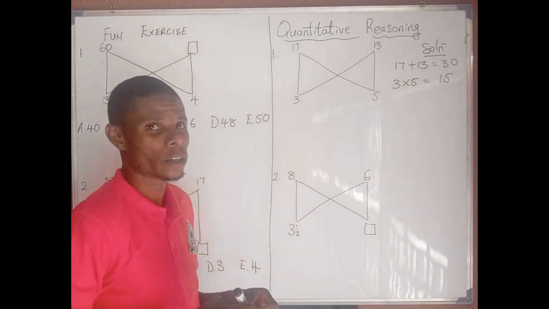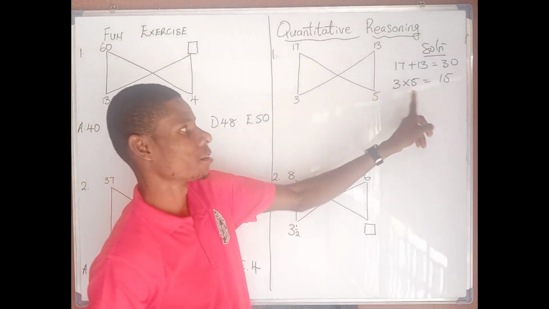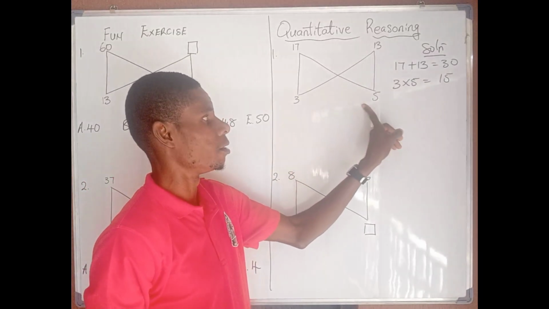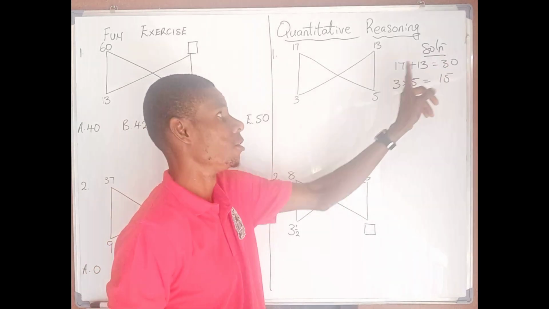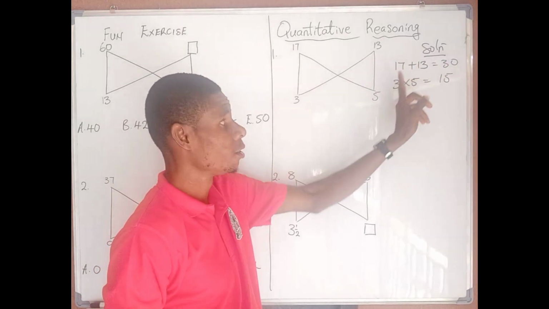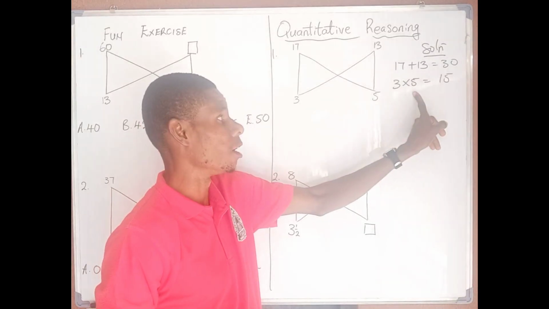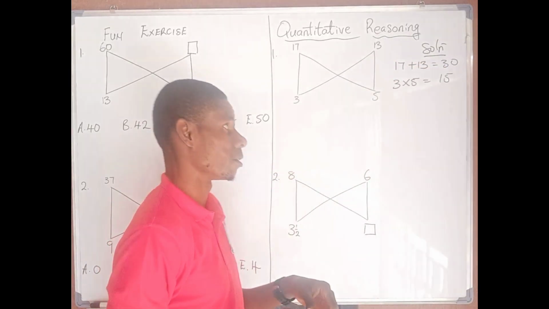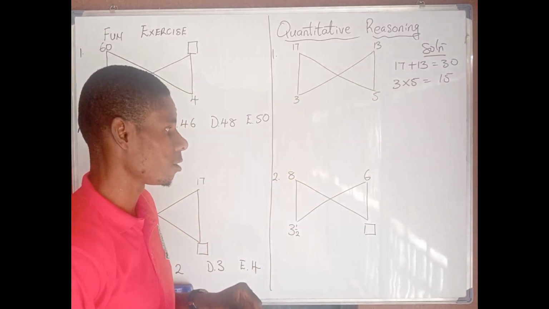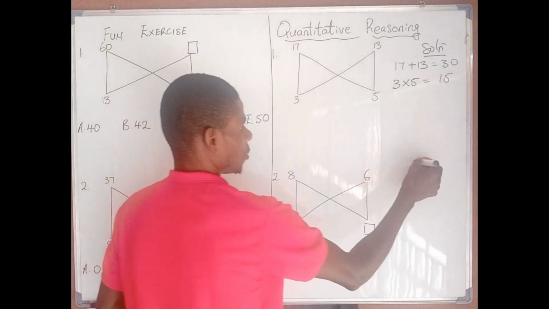Okay, what do you observe? You will observe quickly that the lower one, the base, is half of the upper one. The upper one is addition, while the lower one is multiplication. So the lower one will always be half of the upper one. Okay, with this method, let's apply it on the second example.